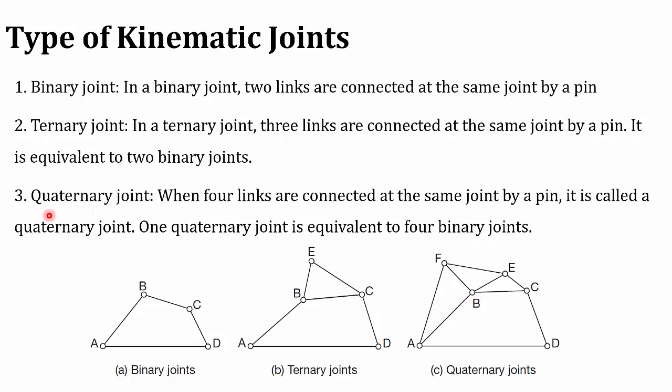Then the last one is the quaternary joint. When four links are connected at the same joint, it is called a quaternary joint. You can see the point B. We have 1, 2, 3 and 4. So the joint B is called a quaternary joint. Here D is a binary joint, A is a ternary joint, F is a ternary joint because we have three links. Then E is a ternary joint, 1, 2, 3. Then C is a ternary joint, 1, 2, 3. Finally B is a quaternary joint because 1, 2, 3, 4 links are connected at the same point.